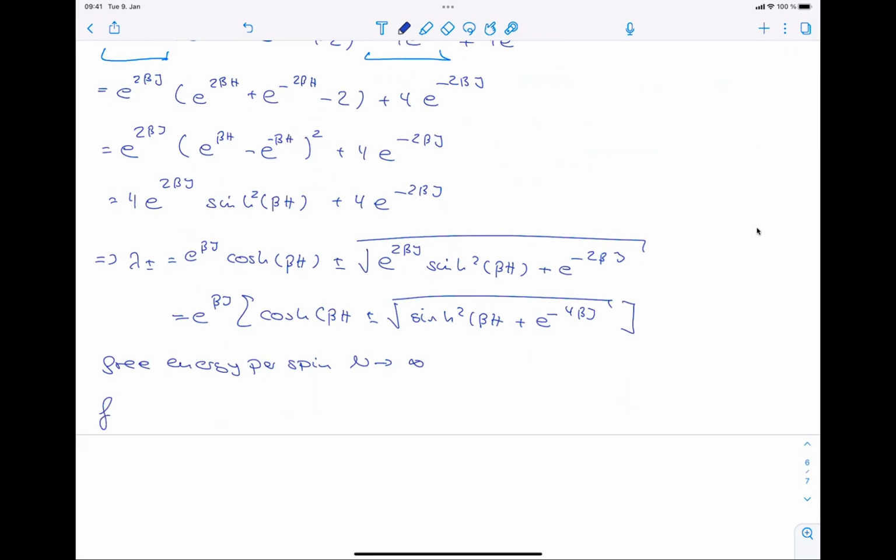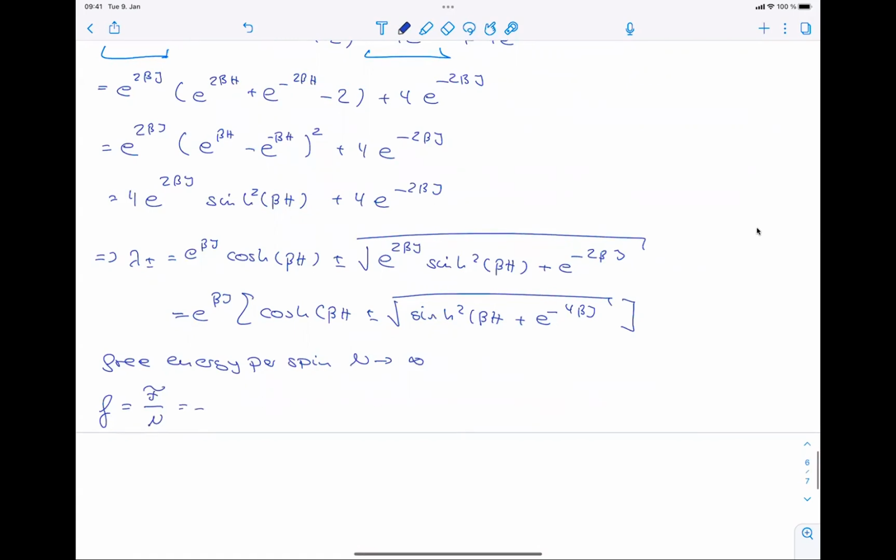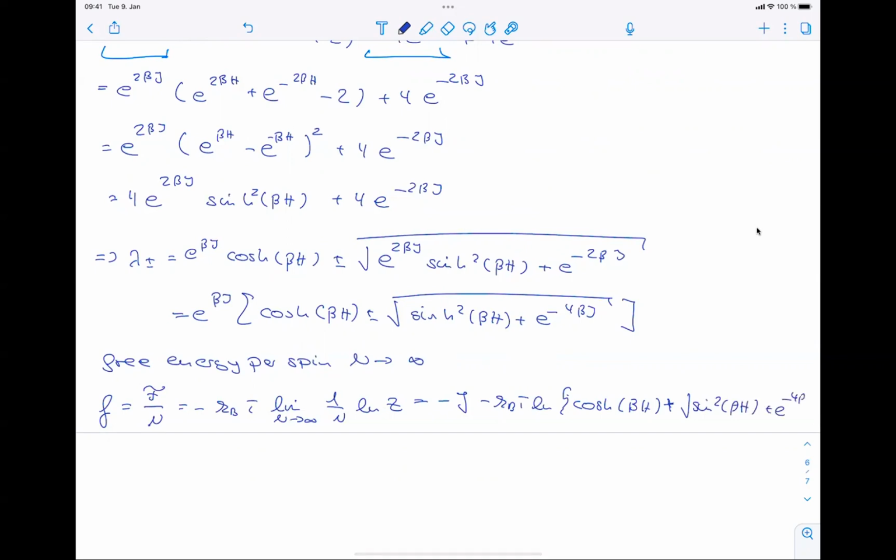Okay, let me introduce this notation, small f as big F over n, as is then minus kBT limit n to infinity of 1 over n ln Z, and that's then minus j minus kBT ln, and the bracket's closing. Yep.